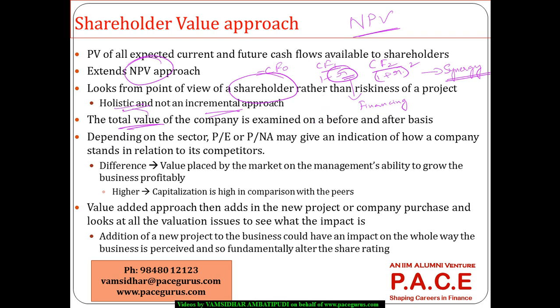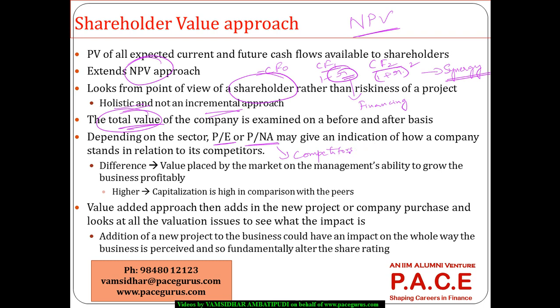So there are two values that are coming up. One is the value of the firm before taking up this project. Two is the value of the firm after taking up this project. The difference between these two gives the value of the project through the shareholder value approach. And process wise, I'll take the price to earnings ratio or price to net asset ratio and take some competitors, even the ratio for those competitors, and finally I will see with respect to competitors whether the price of this company is already high or low.